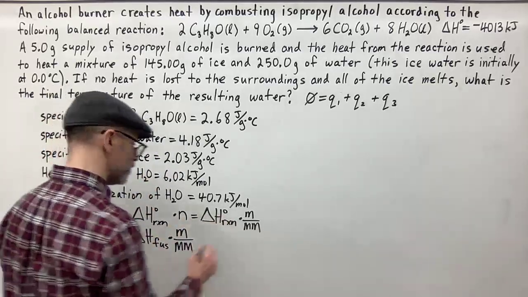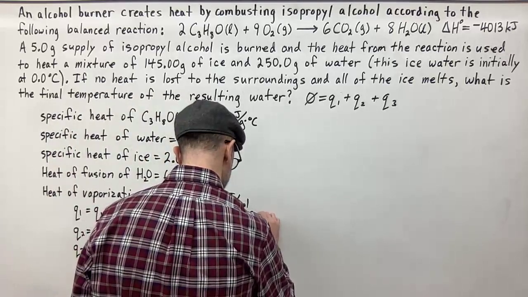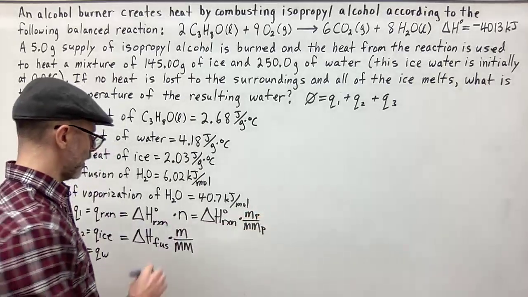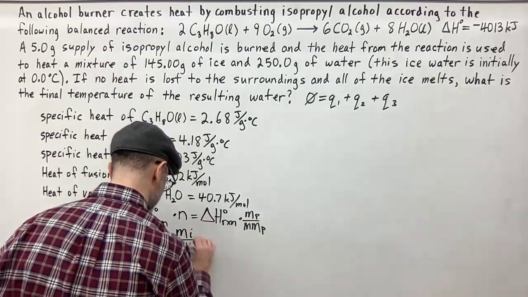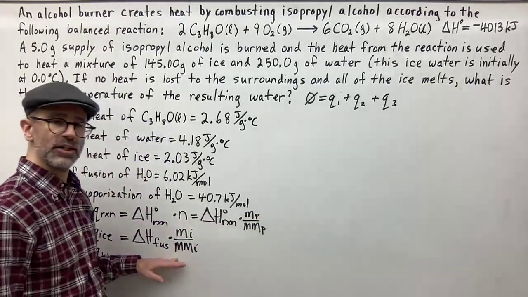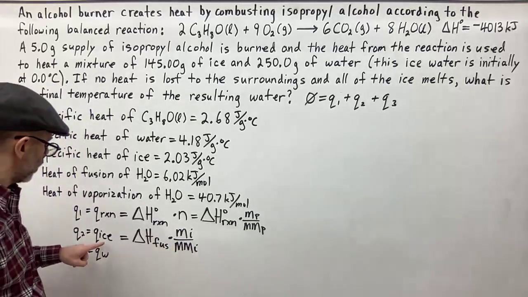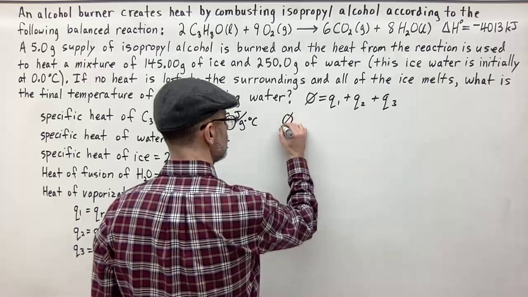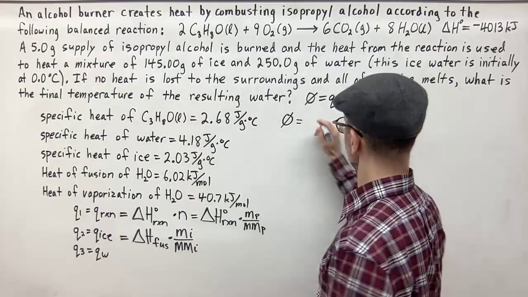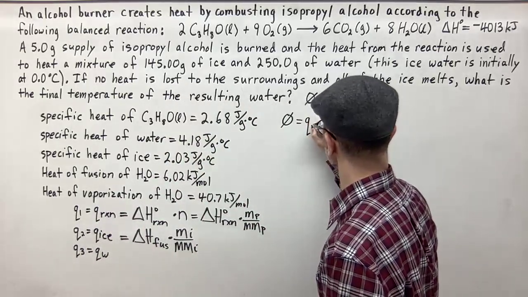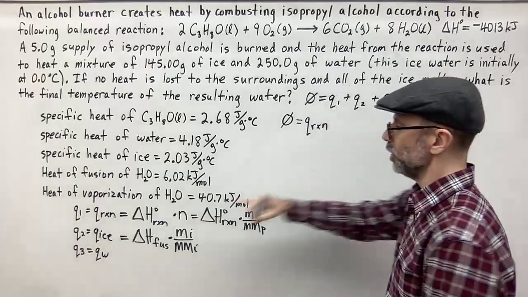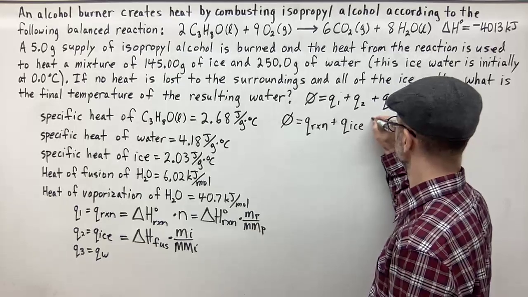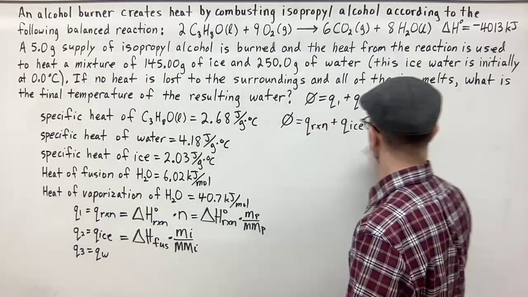So here I'm going to put P for propanol, or isopropyl alcohol, and then I'm going to put I here for ice. And now here's my formula for the Q of ice. Now if I replace this, so this is 0, Q1, Q2, Q3. Q1 is Q of the reaction. Q2 is plus Q of the ice plus Q3, which is Q of the water.